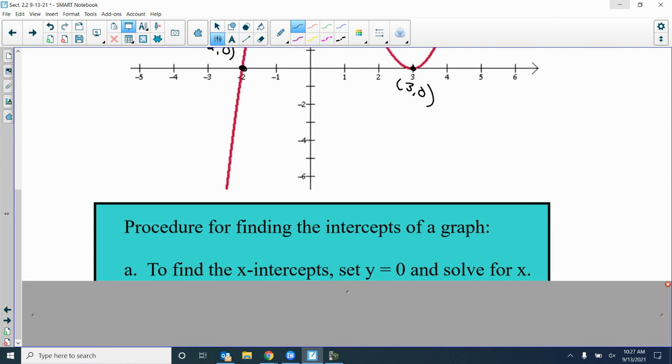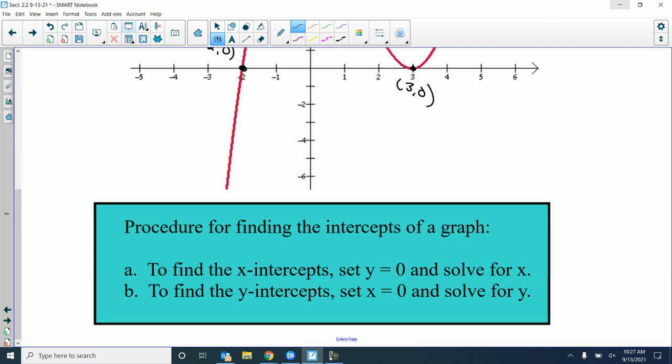What do we do to find the y-intercepts? You set x equal to 0 and solve for y. So algebraically, we can figure out where these values are. And then if I know these values, it gives me a little bit better idea what the picture looks like. All right, so that's the idea.